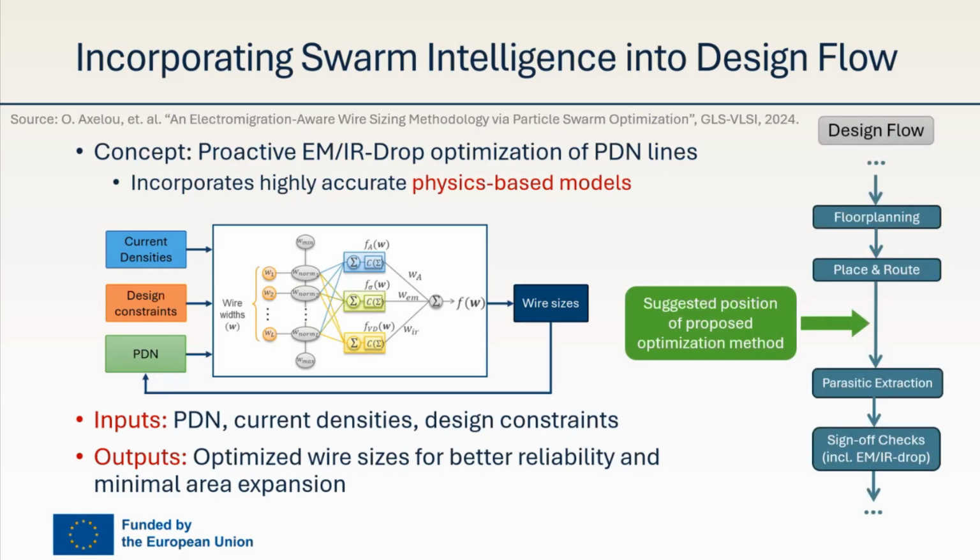This method is suggested to be integrated after place and route, where all power needs and the geometry of the power grid have been determined. By integrating this into early sign-off steps, we can proactively improve circuit reliability before fabrication. This reduces design iterations, minimizes last-minute fixes, which of course cannot do much, and ensures a more robust final product.